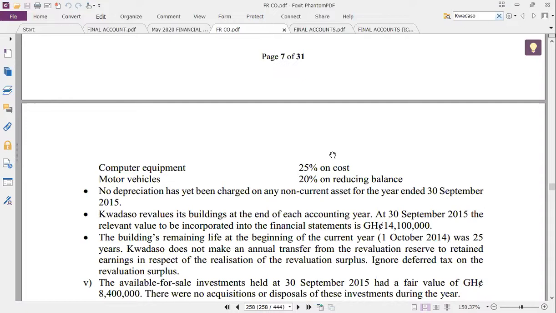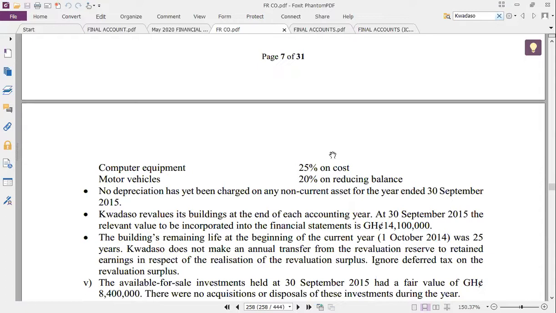It says something nice here. The building's remaining life at the beginning of the current year, that's October 2014, was what? 25 years. Good. Quadassu does not make an annual transfer from the revaluation reserve to retained earnings in respect of what? Realization of the revaluation surplus. That's the excess depreciation transfer. If the company does not transfer, if they do, what do we do? We are going to transfer it from where? The revaluation reserve to that of the retained earnings to reduce the excess depreciation.